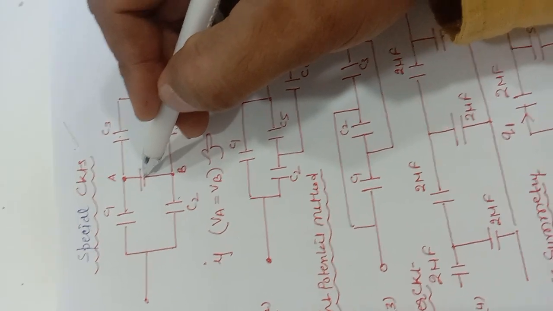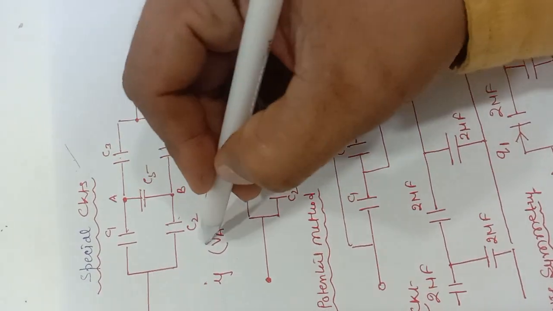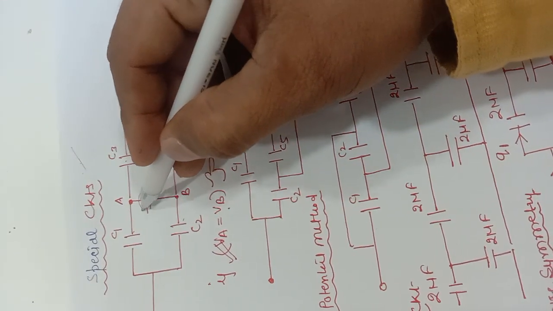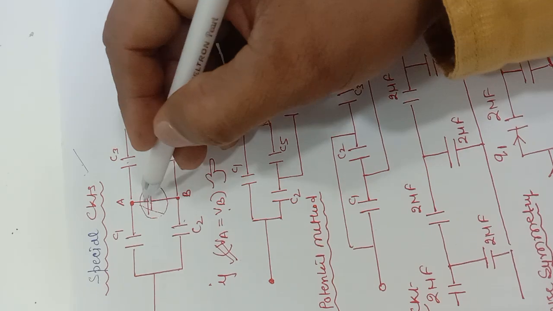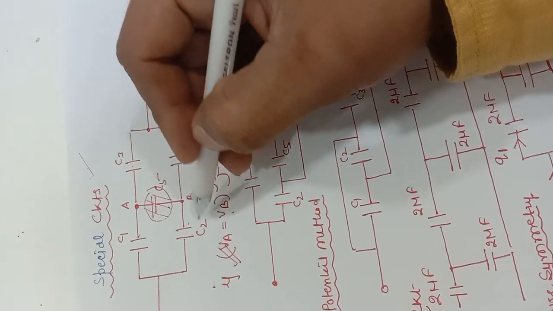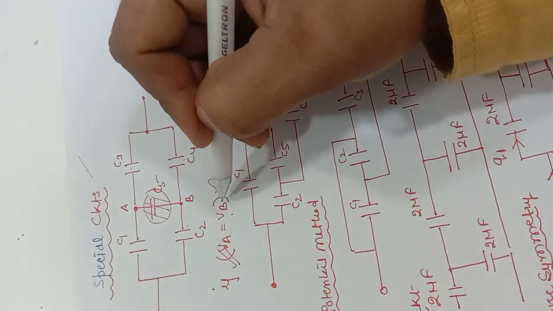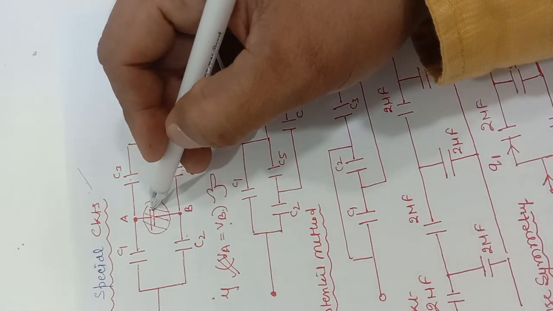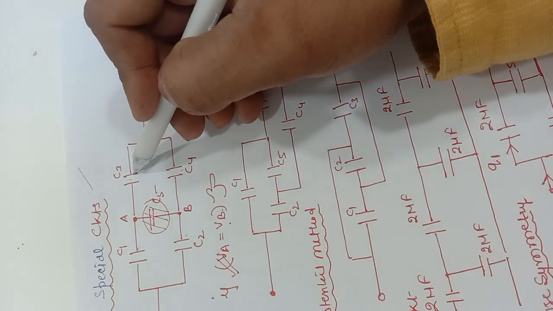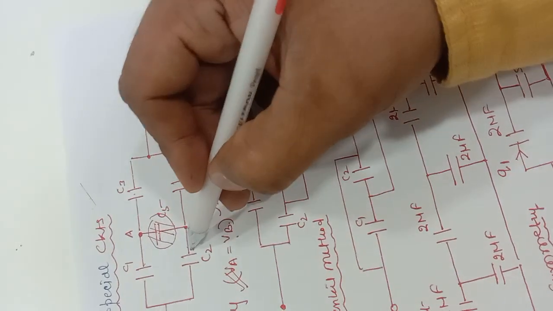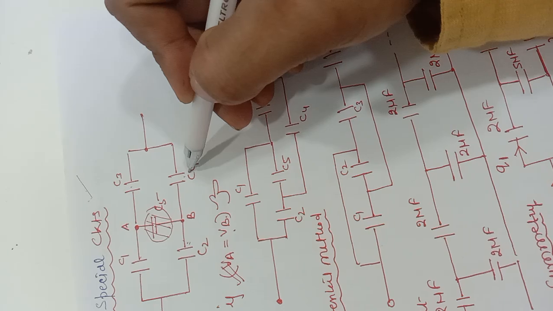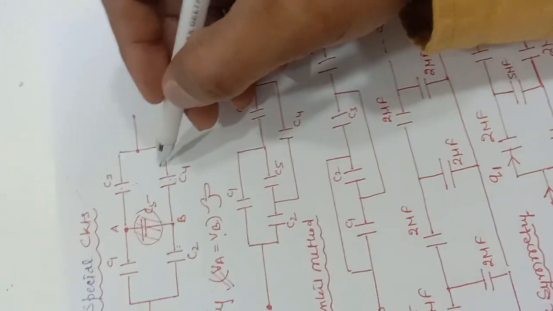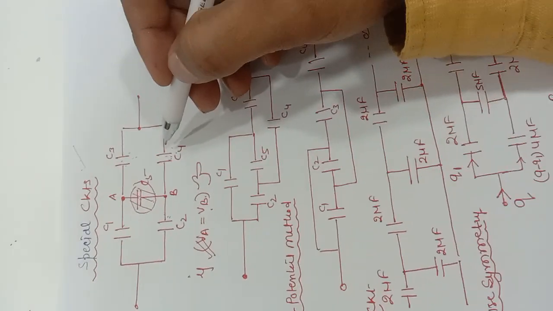If the condition is VA equal to VB, then this capacitor has to be removed. I repeat, if the potentials VA and VB are equal, once it is removed, C1 and C3 will be in series and C2 and C4 will be in series, and these two are in parallel, through which we can calculate the resultant capacitance.